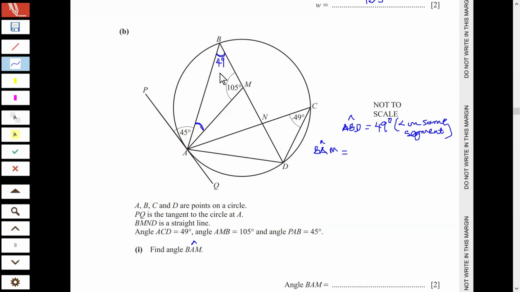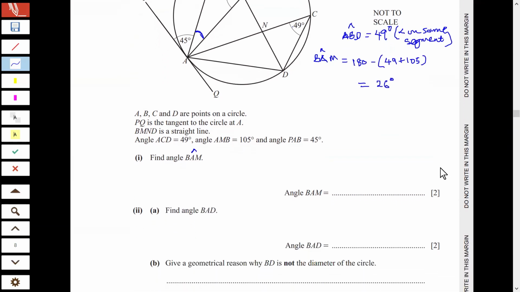Two angles are known. The third angle can be found by subtracting the sum of the two angles from 180 degrees. So we can say 180 degrees minus, we add the two angles, 49 degrees plus 105. If you add this and subtract from 180, it gives 26 degrees. So the answer to the question, angle BAM, is 26 degrees. So we're going to have 26 degrees here as the answer.